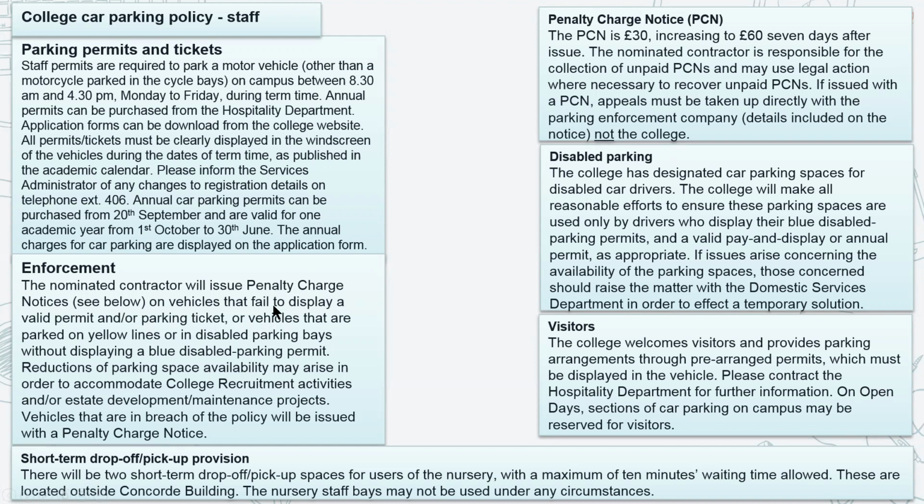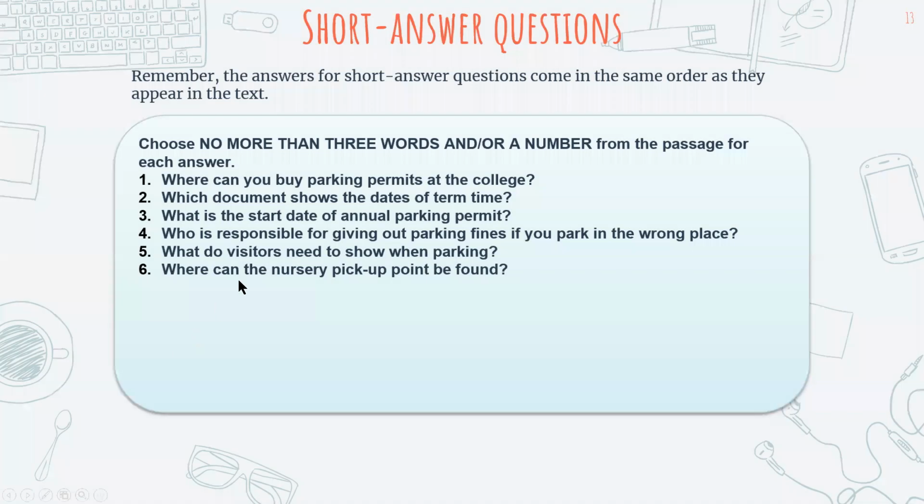And if you keep reading, vehicles that are parked on yellow lines or in disabled parking bays, of course, this means cars which parked in the wrong place. Okay, so the answer is nominated contractor. This is the answer. So I'm scanning for the information. Okay. 5, what do visitors need to show when parking? So I would underline visitors, show, parking.